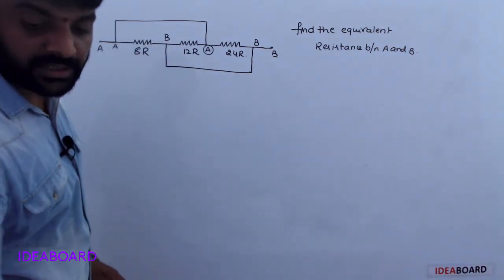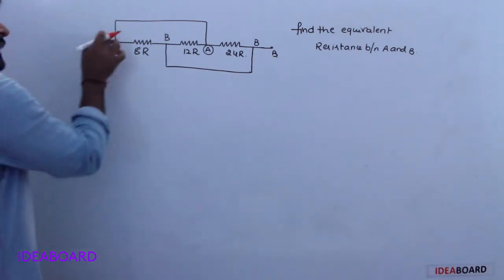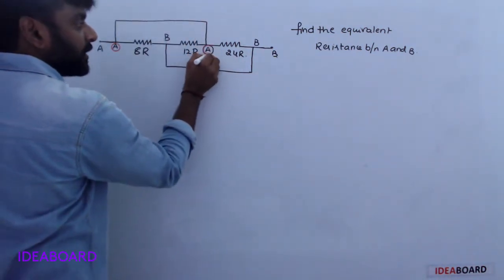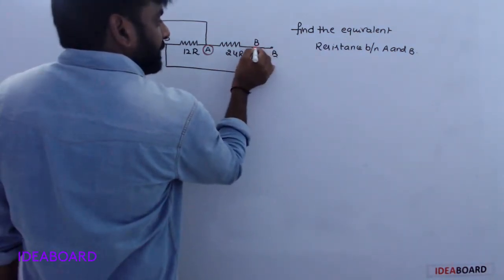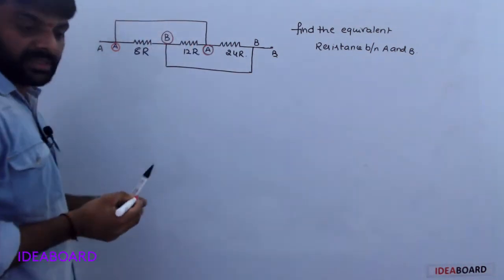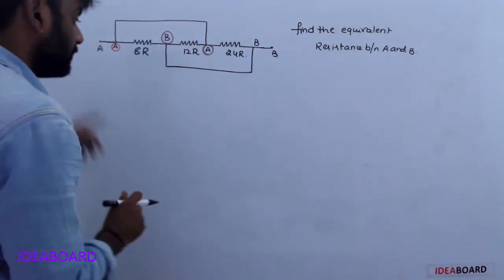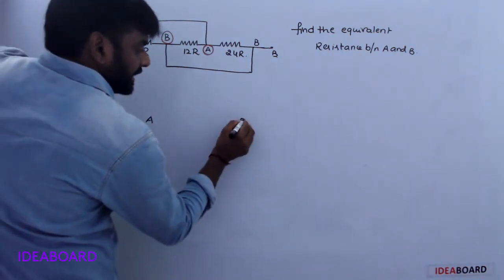Same way, its potential is A, so where it is connected, the potential is also A. Here it is connected to B, so here the potential is also B. Understood? Now take A here and B here.